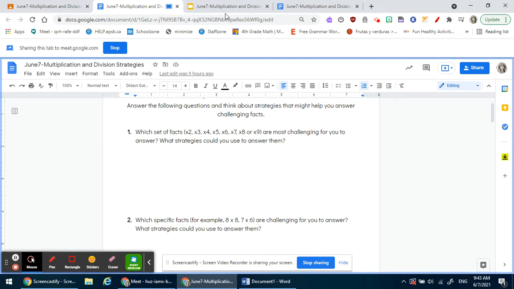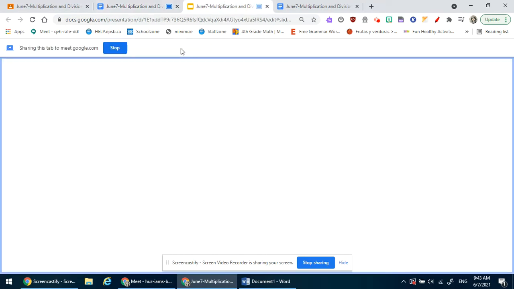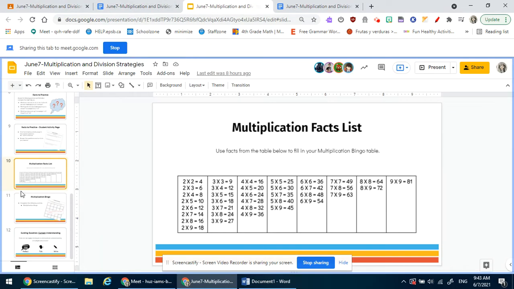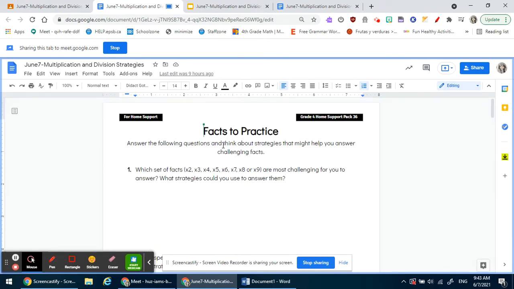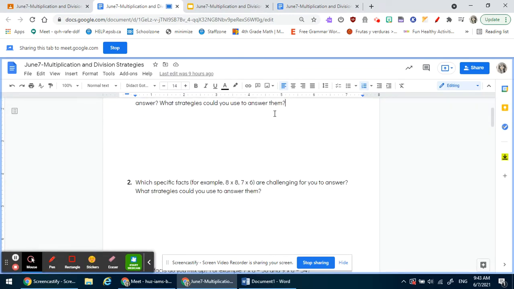Do you use, for example, different strategies like doubling the number or doubling the double, or what kind of strategy do you use to help you answer the questions? So that's for number one.